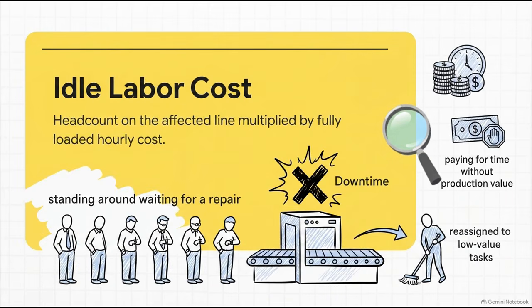Step 2, you've got to include idle labor cost, hour for hour. Take the headcount on the affected line and multiply it by their fully loaded hourly cost. This is absolutely vital because whether your operators are just standing around waiting for a repair or they get reassigned to low-value tasks like sweeping the floor, payroll never pauses. You are still paying for that time without getting the expected production value.